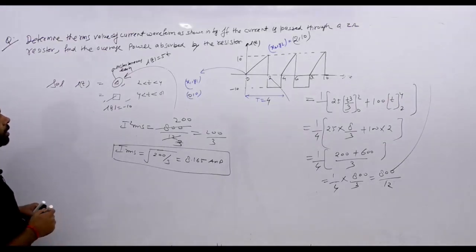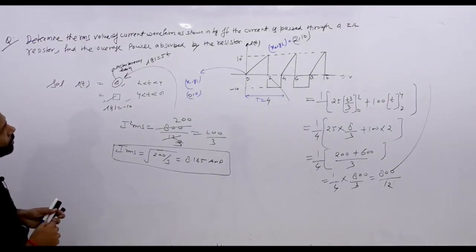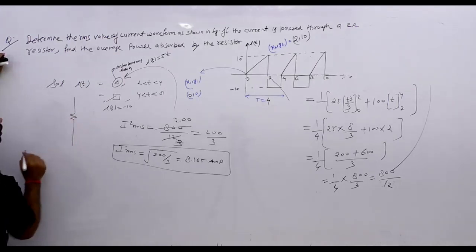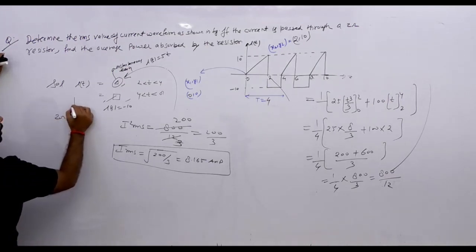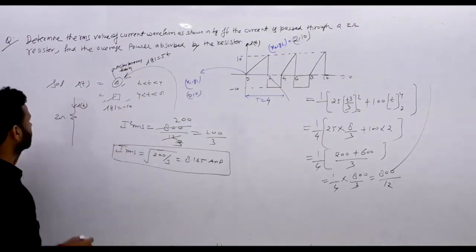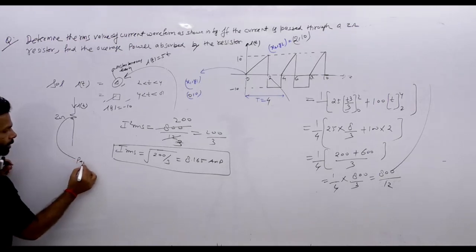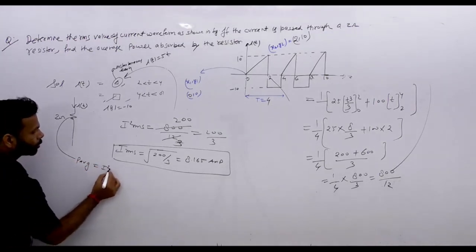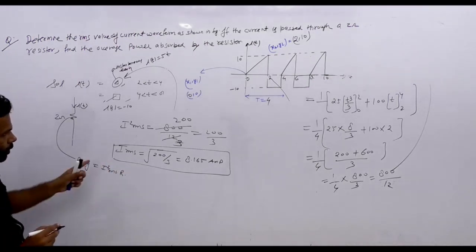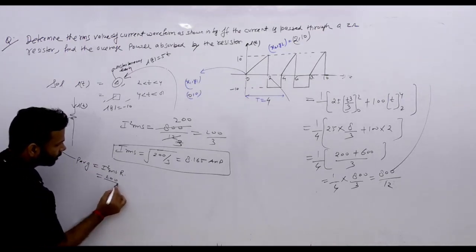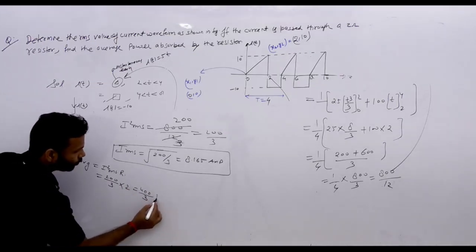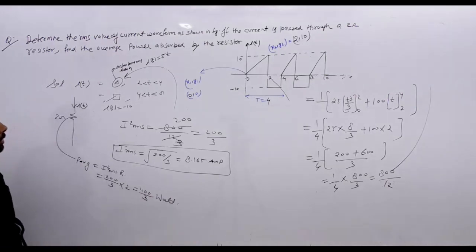Now in the next part, they ask: find the average power dissipated by the resistor. What is the meaning of this? We have a 2 ohm resistance, and the current whose waveform is this is flowing in this resistance. Then what is the power? So P average equals I square RMS into R. I square is 200 by 3, and R is 2. So it is 400 by 3 watt. So this is your answer for this question.